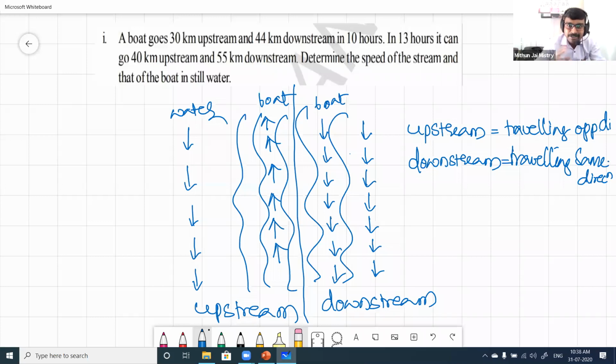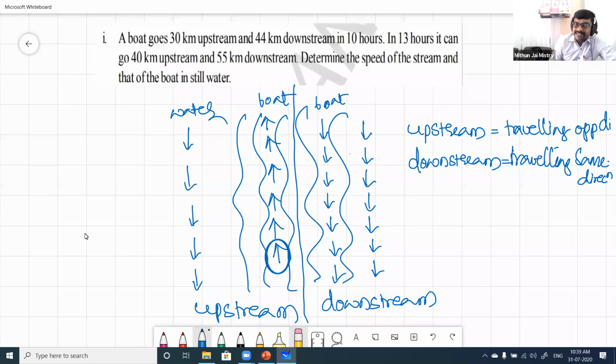Now this time, assume that you are also traveling on the boat. So when you are traveling on the boat, you should assume downstream speed will be more. Very good. So here, assume, children, that you're traveling in the boat and now you're traveling upstream, which means you're traveling opposite to the direction of the flow of the water.